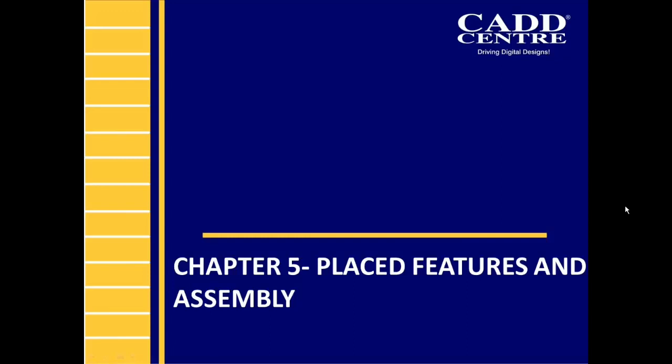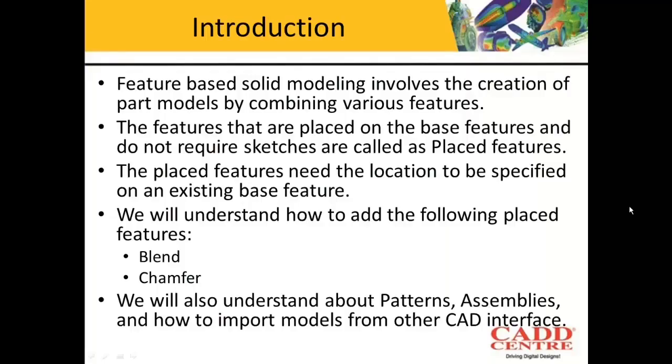We will now shift to the next chapter, that is placed features and assembly. When you start creating a model in Design Modeler, it involves a lot of features. These features can be sketched features or placed features. The sketched features are those which require sketches before adding the feature, and placed features are those which do not require sketches before adding the feature. So let us understand how to add these placed features in Design Modeler.